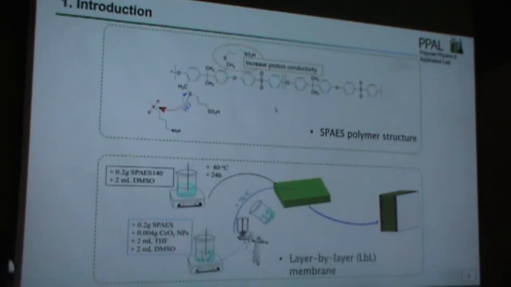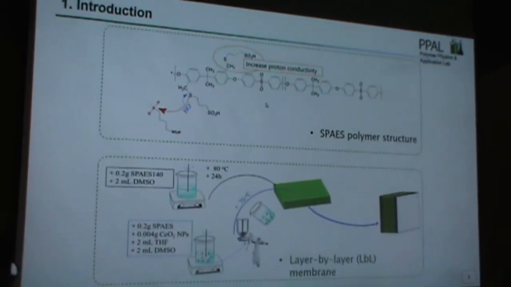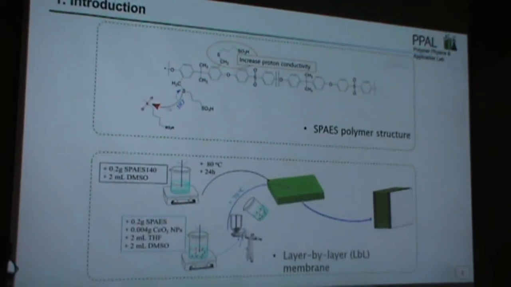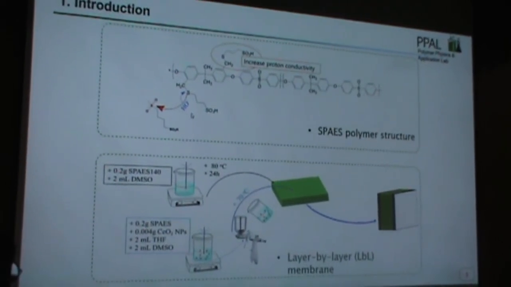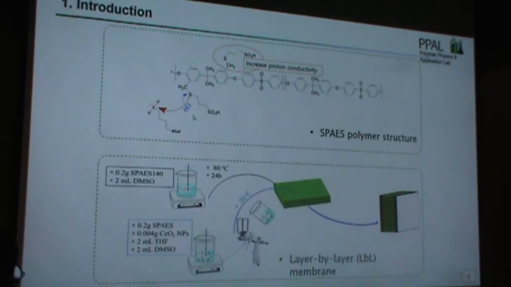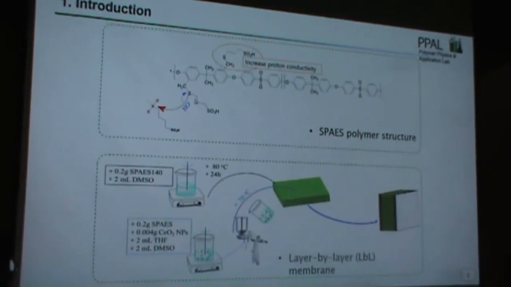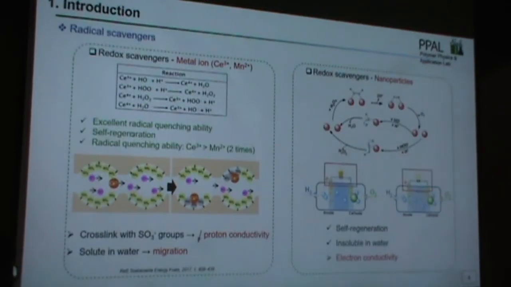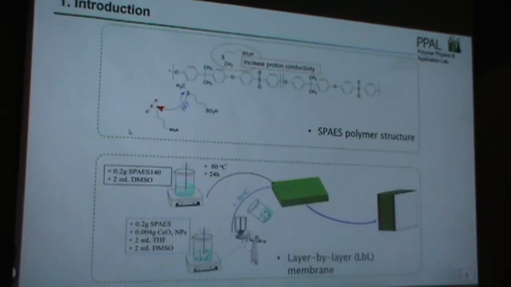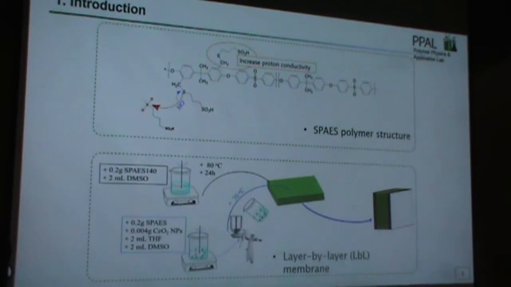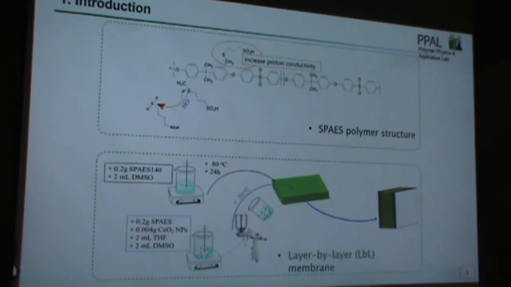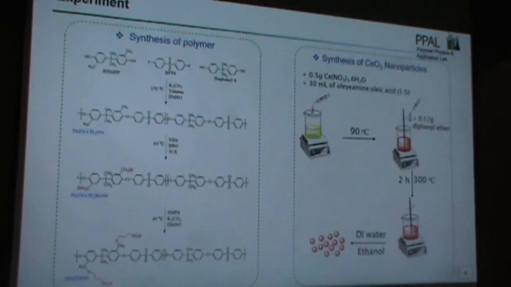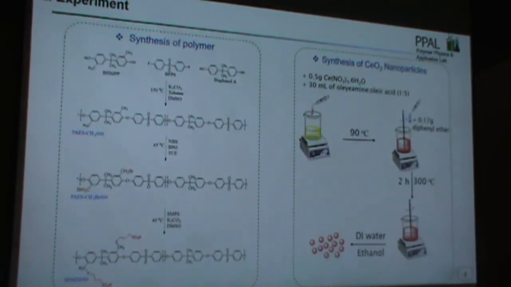Moreover, I also synthesize the SDAES polymer structure, in which the sulfonic acid group is grafted onto the side chain of the polymer structure through a sulfide group. The sulfide group can bond with the radical to generate sulfone, and the sulfone bond is very stable under radical conditions. This is the process by which I synthesize the polymer and the cerium oxide nanoparticle.